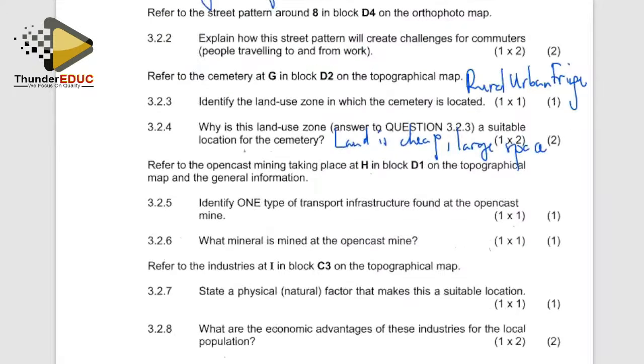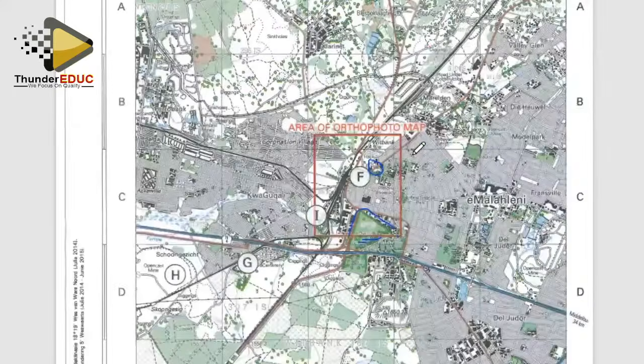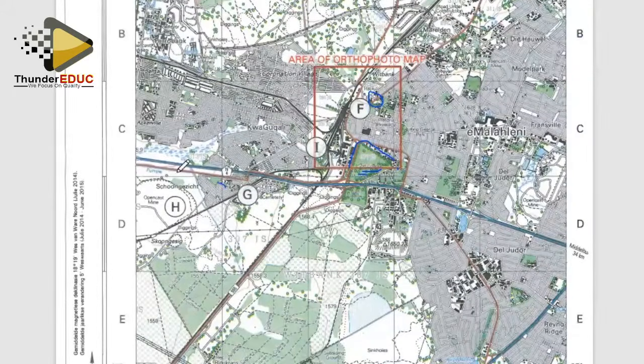Right. Refer to the open cast mining taking place at H in block D1 on the topographical map. Let's look at block D1. Area H, we are looking at this particular area here. There's an open cast mine here. Right.